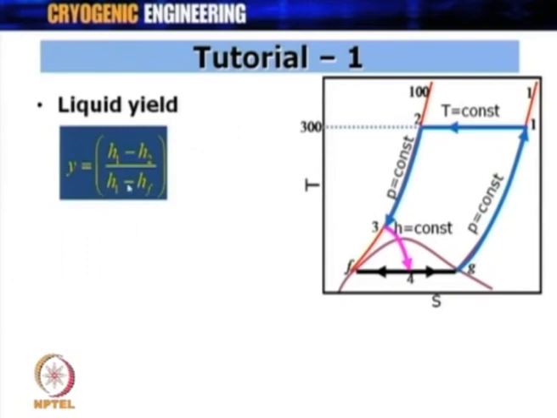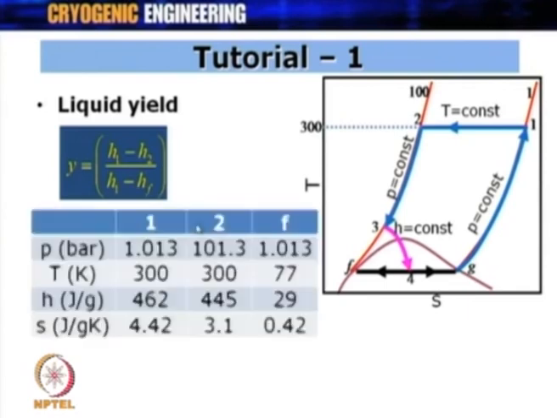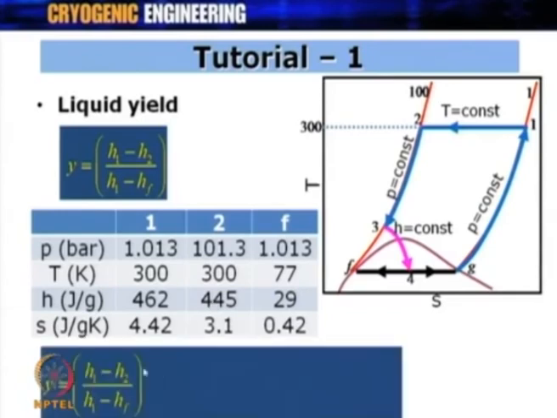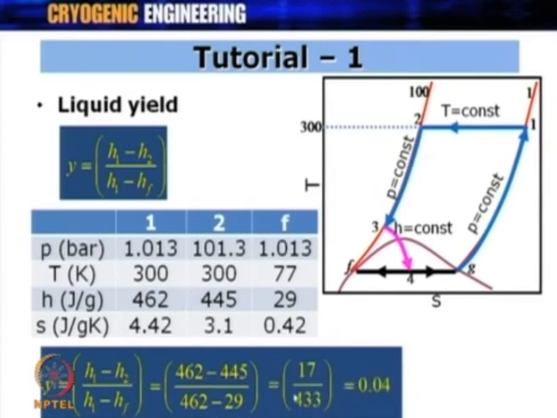Now, we see the liquid yield for the simple Linde-Hampson cycle, which is (H1 minus H2) upon (H1 minus HF). Again, take the values of enthalpies at 1 and 2. We can calculate y equal to (H1 minus H2) upon (H1 minus HF), which is equal to (462 minus 445) upon (462 minus 29). These are the enthalpy values at 1, 2 and F respectively. Putting those values, you get y equal to 0.04.